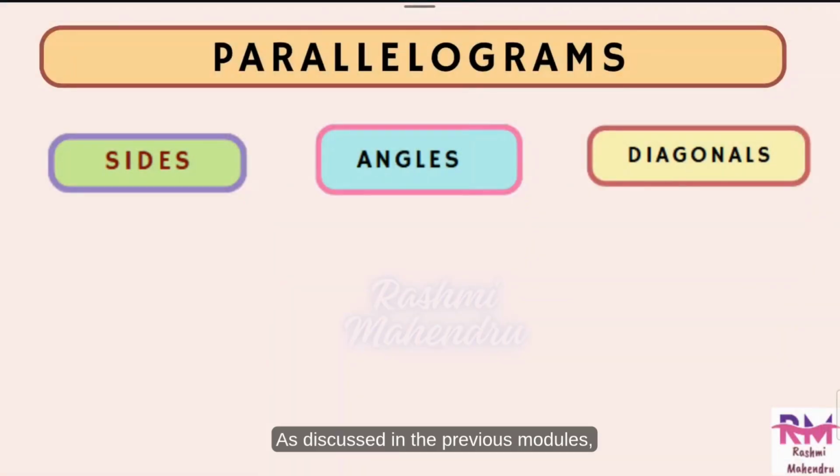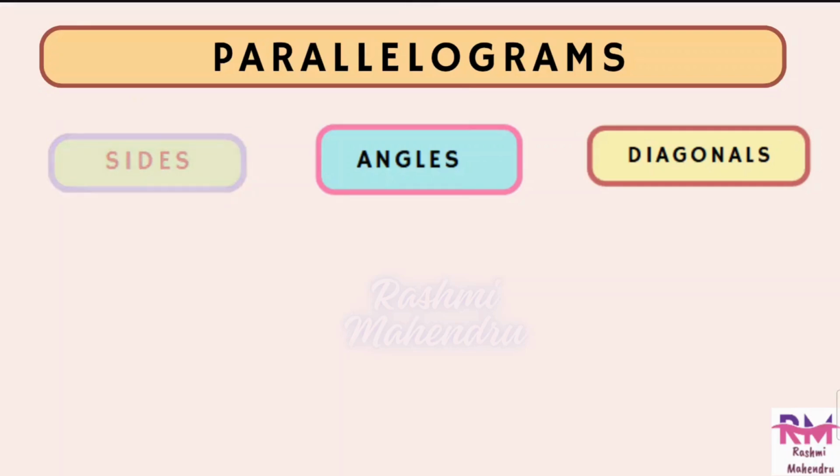As discussed in the previous modules, to gain an understanding of any polygon, we must examine its three fundamental elements: the sides, the angles, and the diagonals. In this session, we begin by taking a closer look at the sides of a parallelogram.